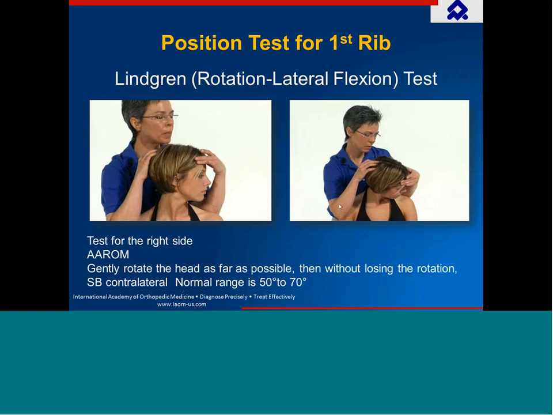Because if it's elevated, we already know it's going to be more of a mechanical contributor to the dysfunction, to the pathology or the tension in that neurovascular bundle, which will create the symptoms. This first rib is a key player in conservative management of thoracic outlet syndrome.